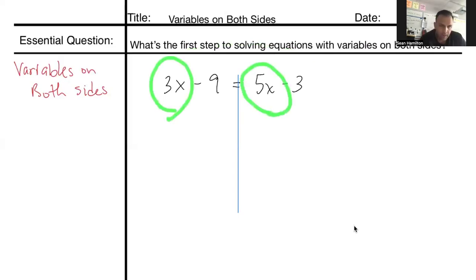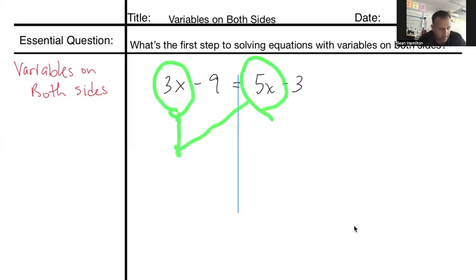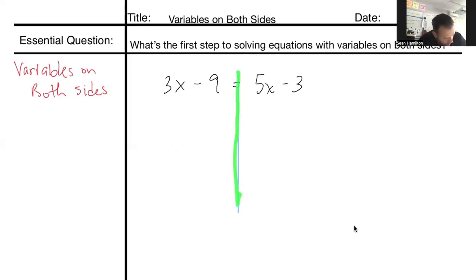Now, in prior notes, when we had x's on both sides, we would just combine these, 5x and 3x, and we would say, oh, those make an 8x. However, we're not combining like terms on this one because they are separated. So note here, when they're on both sides, we cannot combine like terms. Again, we can't combine like terms.